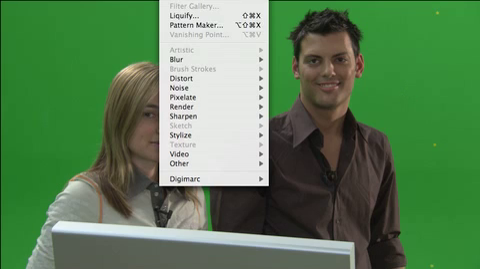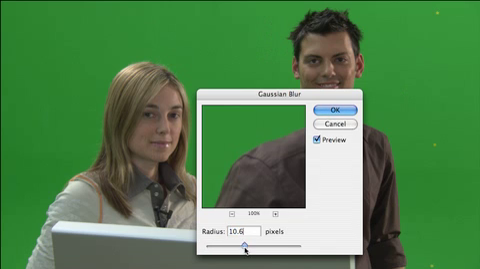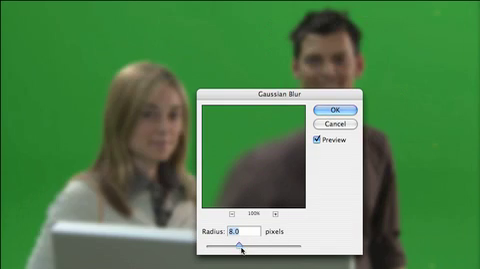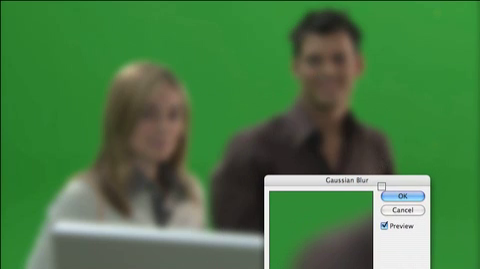So I'm going to do something kind of funky where I'm going to blur the entire image. So we go into blur, Gaussian blur, and I'm going to turn it up. Now, it does exactly what you expect. 15 pixels of blur makes it look blurry.